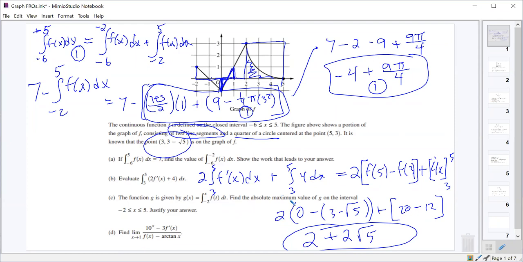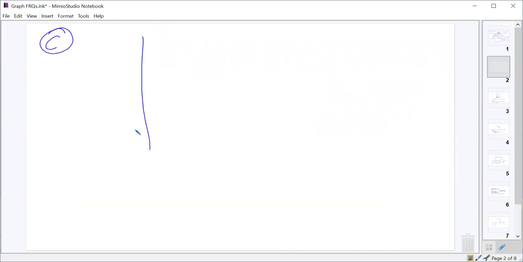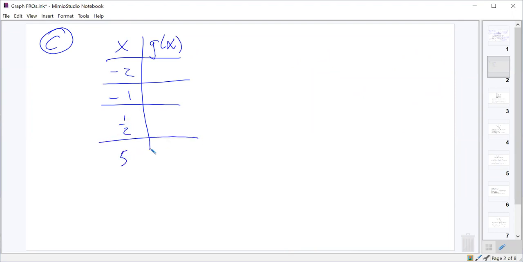And to find out any places where it could occur, we need to check endpoints and we need to check critical values of g. So g prime is f of x. If you just take the derivative of this, right? That's the first part of the fundamental theorem of calculus. So we want to know when is f of x equal to 0 or when is f of x undefined. And so f of x is equal to 0 at -1 and at 1/2. F of x is never undefined on the interval from -2 to 5. And so for part C, we're just going to say, here's x, here's g of x. We'll test the endpoints and the critical values.